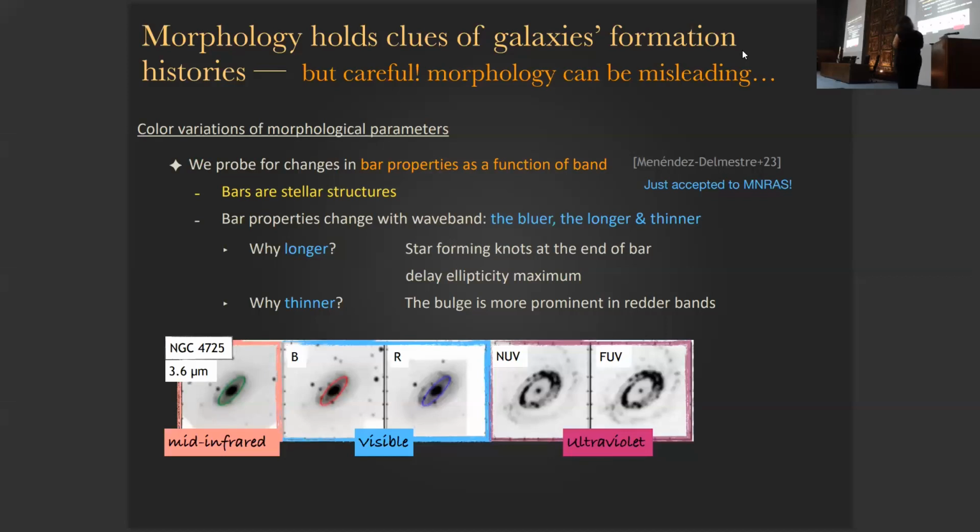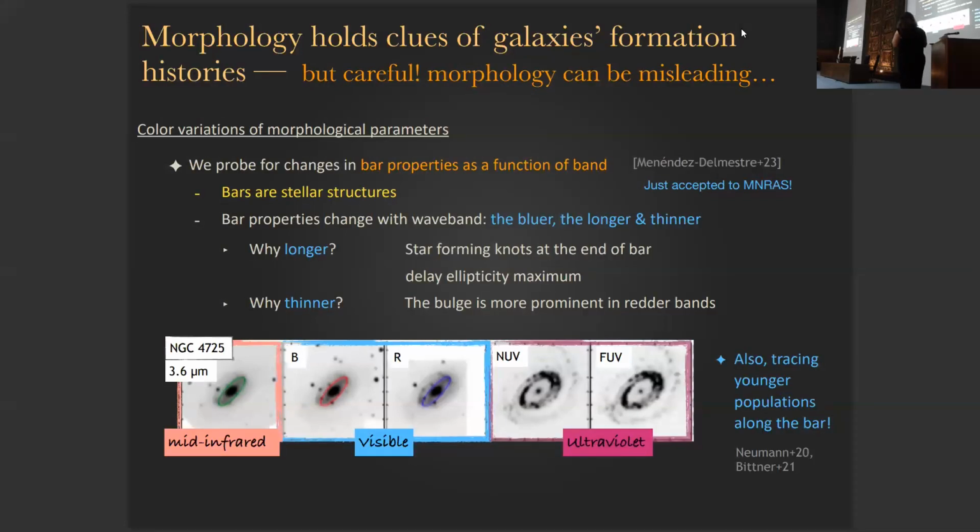Why longer? Well, star formation knots at the ends of the bars are very common. So in B band, they become more prominent. This pushes out the ellipses that are fitting the isophotes, and this makes the bar longer. On the other hand, the bulge, which is more typically associated with older stars, becomes less prominent in bluer bands. So this allows us to fit thinner ellipses, making the bar appear thinner.